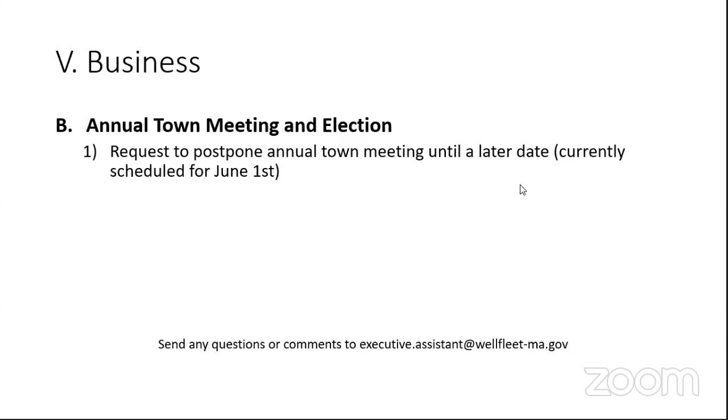I don't think there's a couple of petitioned ballot questions right now. I don't think there is anything that allows us to postpone those. So those petitioned ballot questions would have to go on, but anything that is a debt exclusion or an override can wait until the fall.